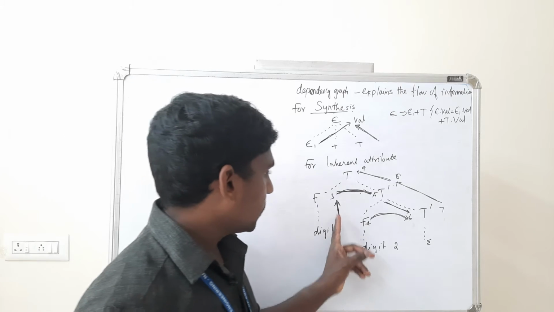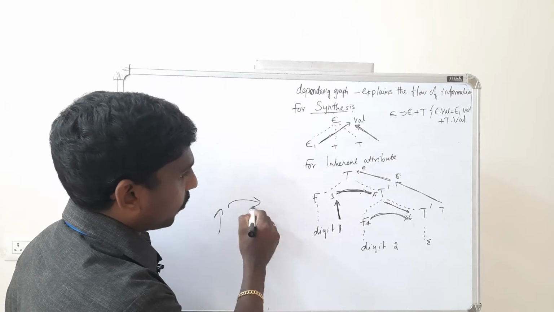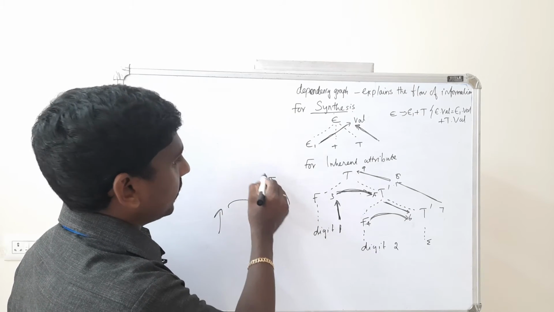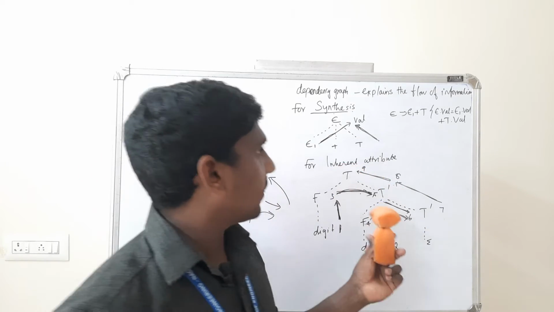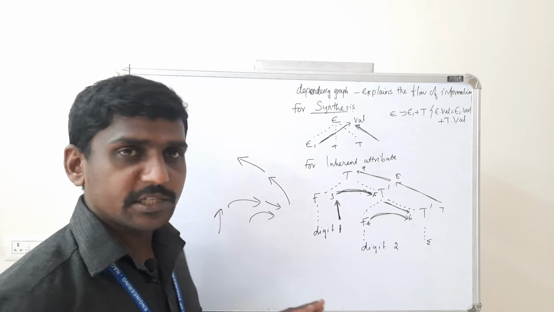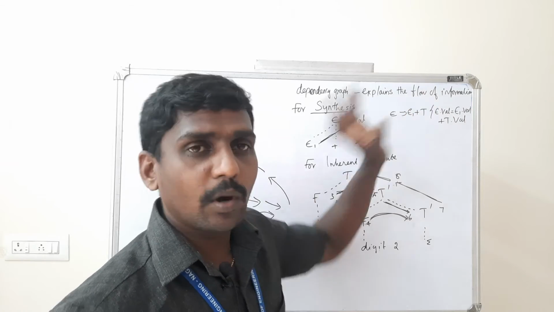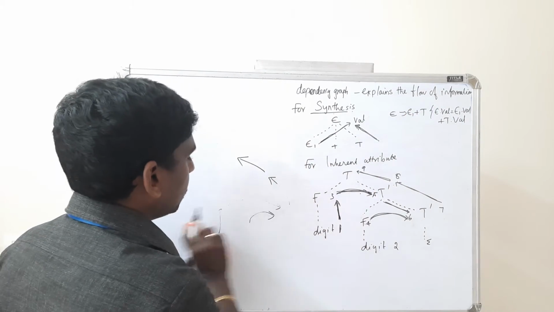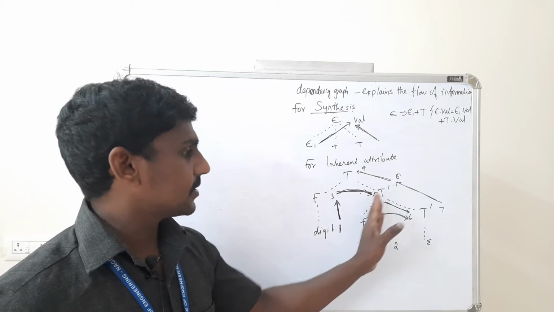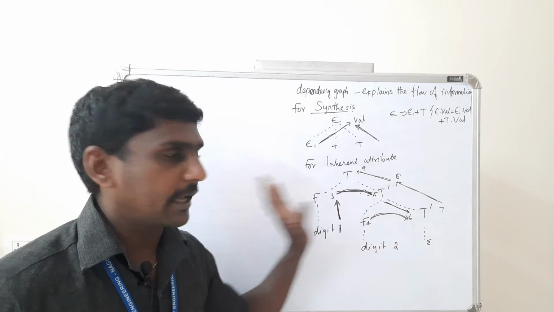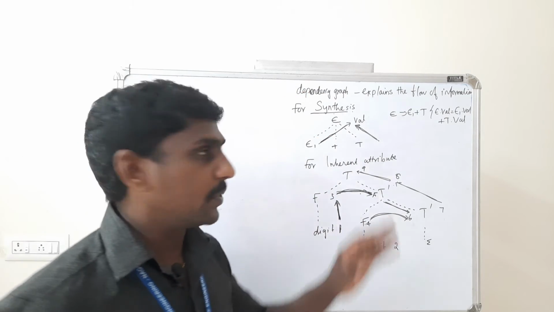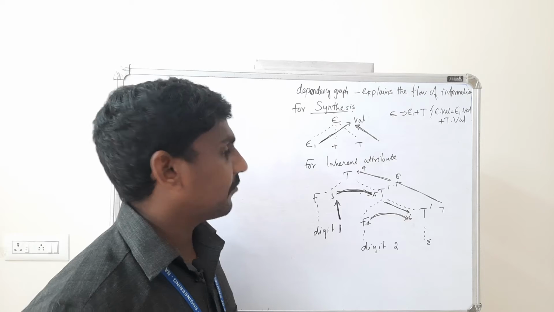The idea behind this is, this arrow is called the dependency graph, for S attributes and inherited attributes. So why do we say this arrow is a dependency graph? Because it clearly explains the flow of information. First it evaluates this, second this, third, fourth, fifth, sixth, seventh, eighth, ninth. So there is a nine-step evaluation order, and this order is called the dependency graph. So you have to write the dependency graph for synthesized attributes and for inherited attributes.